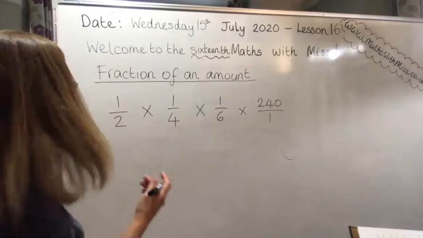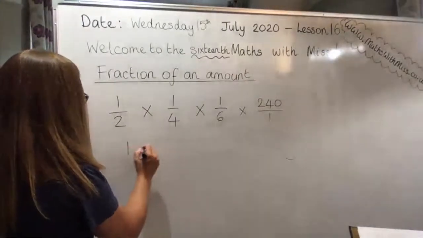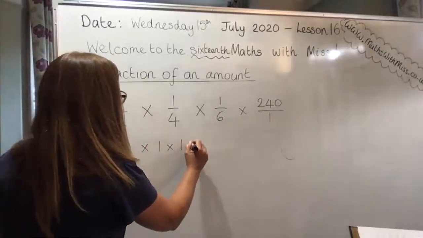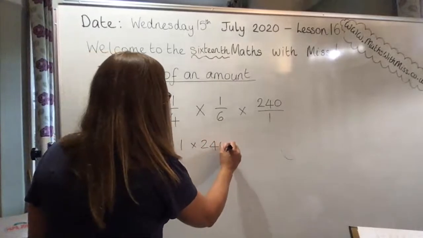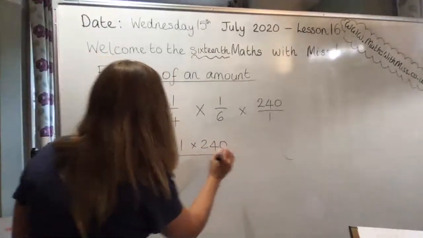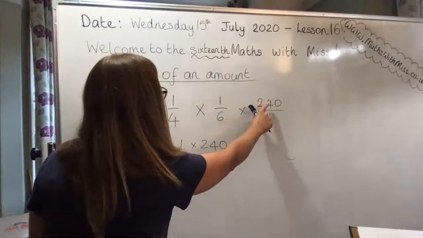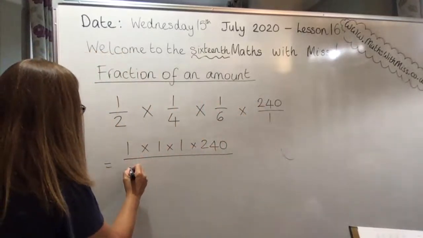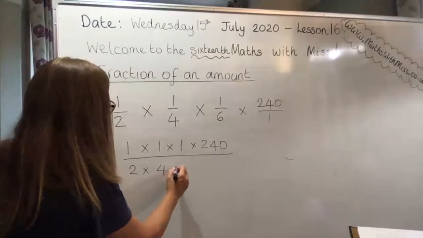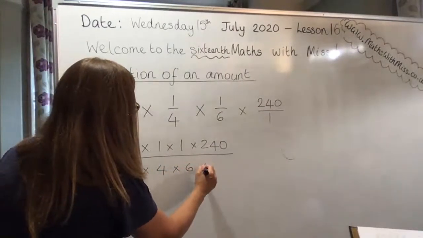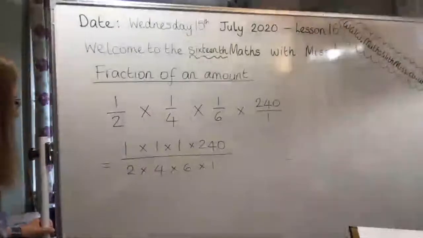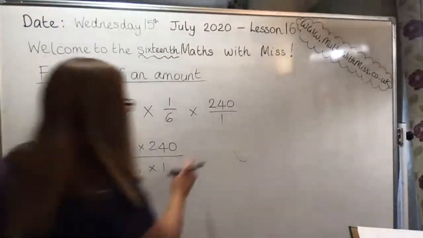Okay, let's see how I can rewrite that. I could write it as 1 multiplied by 1 multiplied by 1 multiplied by 240 over... yeah, so I've just put all my numerators together. Now I'm going to put all my denominators together: 2 multiplied by 4 multiplied by 6 multiplied by 1. All right, well, I can simplify that straight away by getting rid of those 1s.